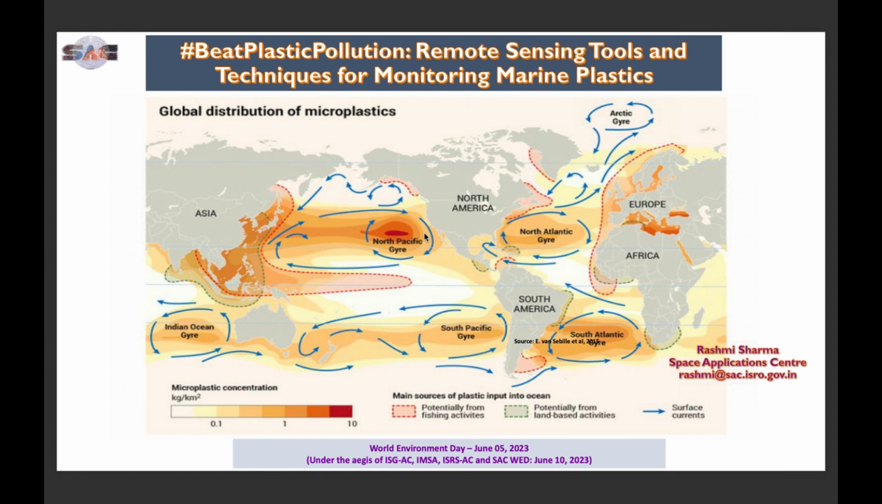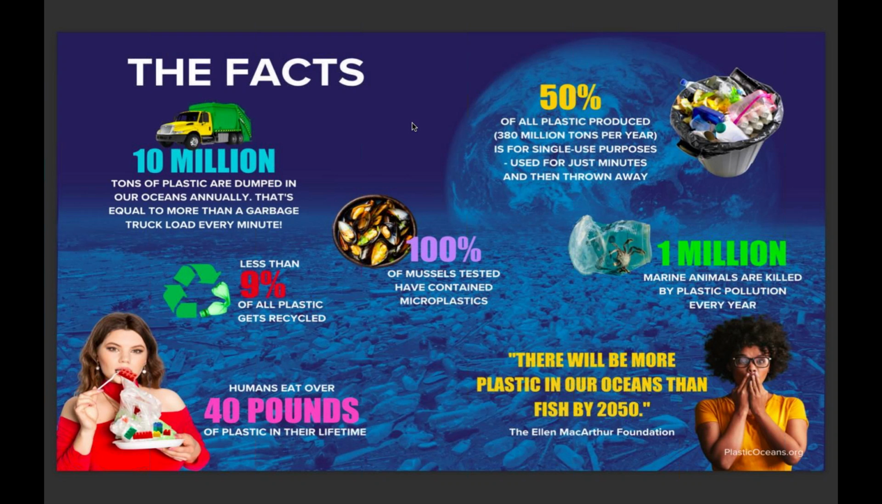The picture that you see on the screen is the global inventory of small floating plastic debris. I will talk about this a bit later, but this is how the distribution of the plastic debris looks if you look at the global cells. Can you go to the next slide, Manish?